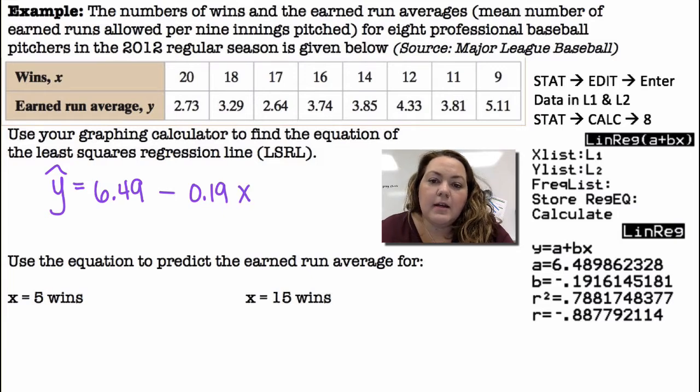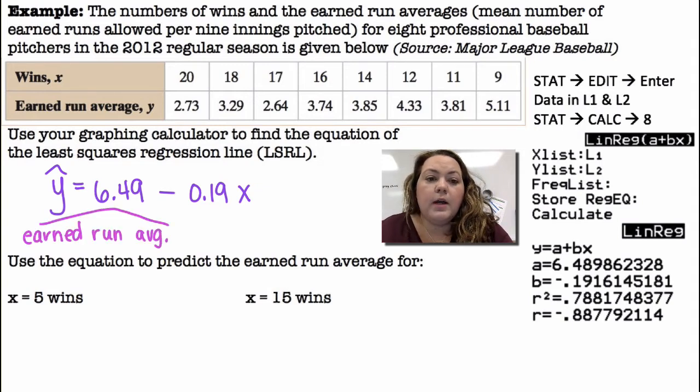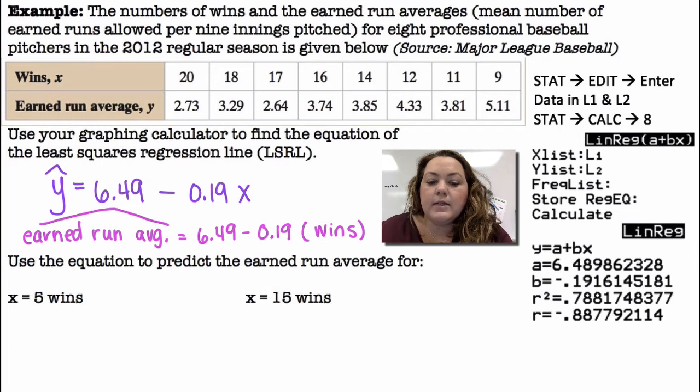Now what I would really prefer is to have this in context. I know that y stands for the earned run average and x stands for wins, so I would plug in earned run average with the hat. My predicted earned run average is equal to 6.49 minus 0.19 times the number of wins.